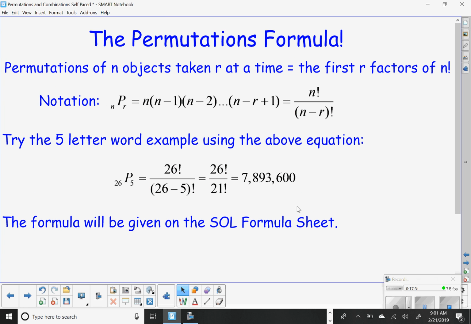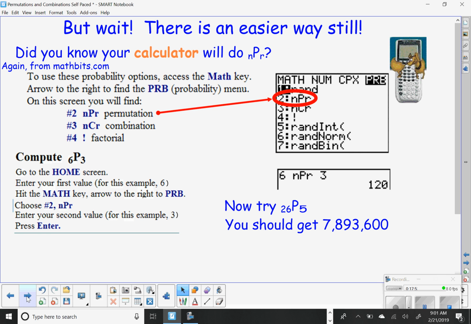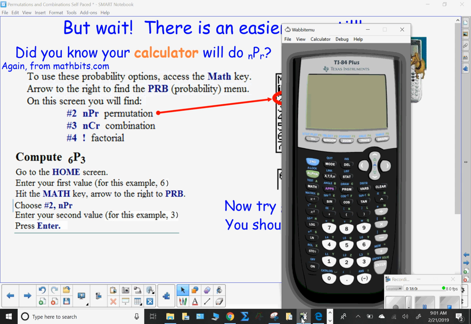Again, here's the permutation formula. Here's what it looks like, what we just did. The formula is given on the formula sheet, so don't worry about memorizing it. It's just a way of understanding what you're doing. Now, there is an easier way, using the calculator. And again, you do have to type in the number first, then go and pull up the function, and then type in the number. So, let's try this with the calculator.